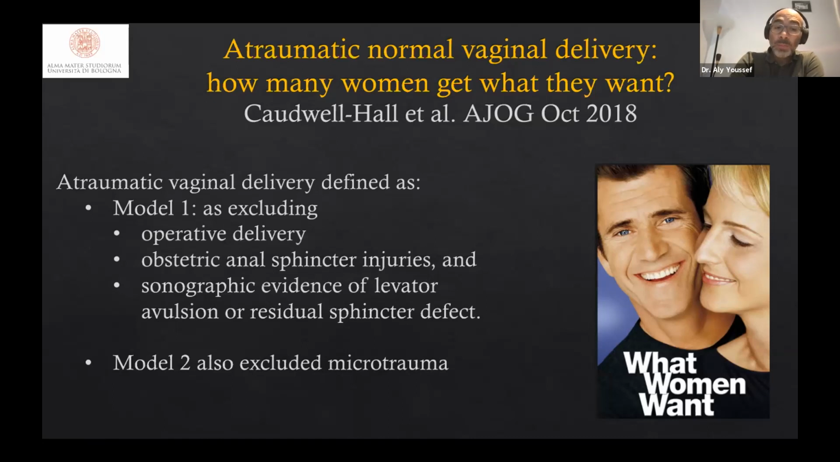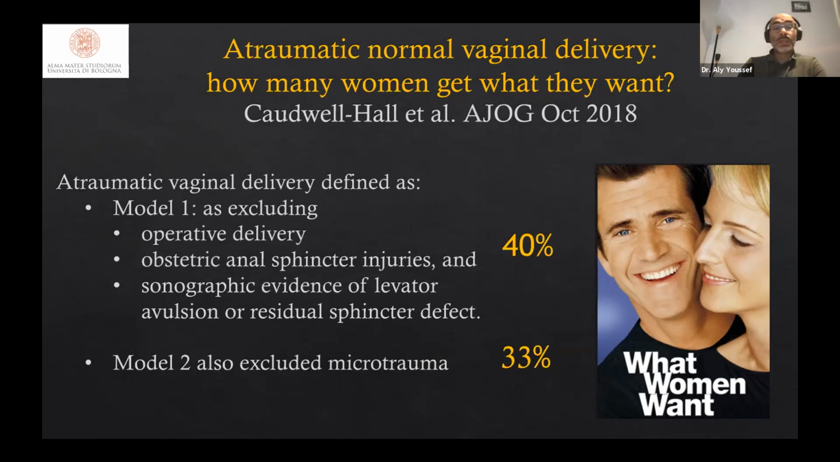And in the second model, they hypothesized that women also do not want a microtrauma of the levator ani muscle, which is defined as a loss of tone of the levator ani muscle. Both avulsion and microtrauma are significant risk factors for developing pelvic organ prolapse. By doing these two models, they found that in their population, only 40% of women will get what they want, and including the second model, only 1 out of 3 women will get what they want from vaginal delivery.